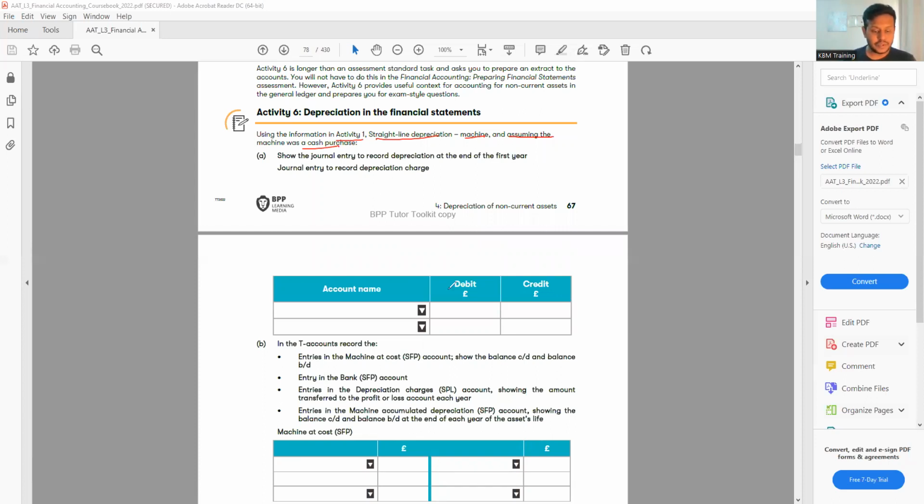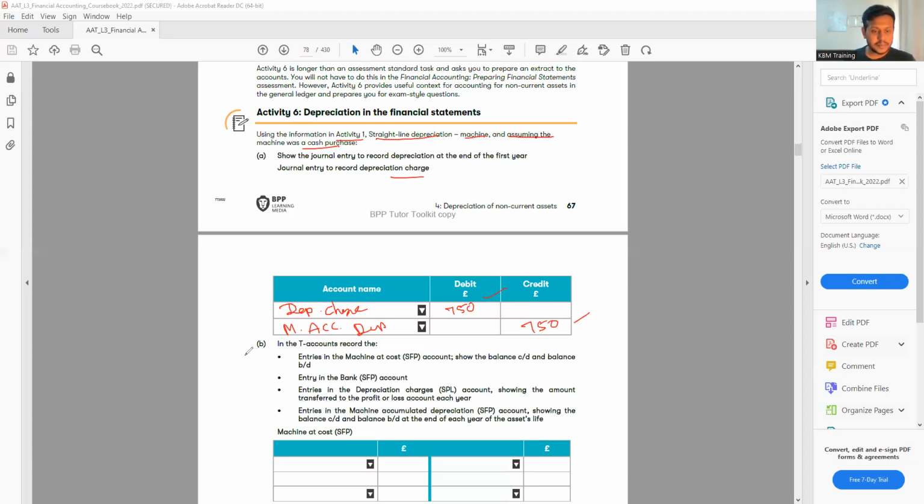As we know, the depreciation will be a debit. So the depreciation charge is a debit and the amount was 750. If you remember from activity 1, we got 750. And machine accumulated depreciation is a credit of 750. Debit and credit always have to be equal. So depreciation expense is a debit and accumulated depreciation is always a credit.